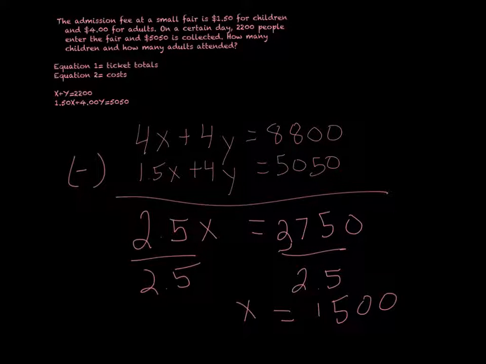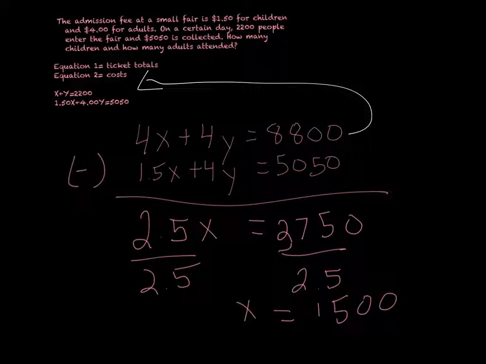So here we have our two equations, and we've got 4x plus 4y equals 880. Now, where do you think I got that? I got that by multiplying my top equation, and I multiplied everything by 4. That way I can eliminate my y's. I then subtracted the second equation from the first equation that I had multiplied, and I'm left with 2.5x equals 3,750. If I divide both sides by 2.5, I then get 1,500 for my x.